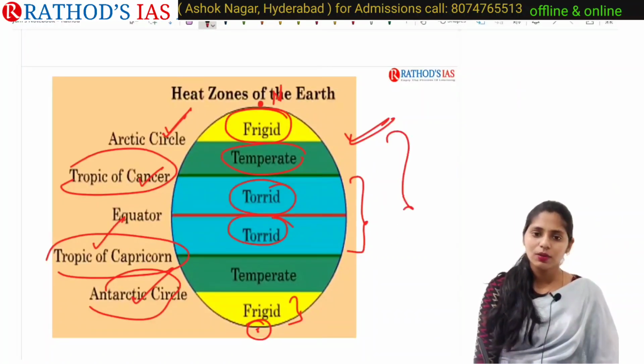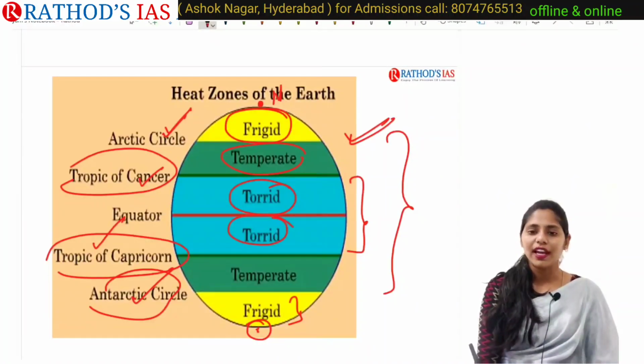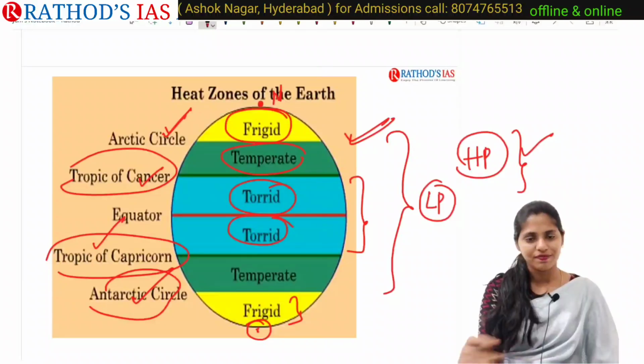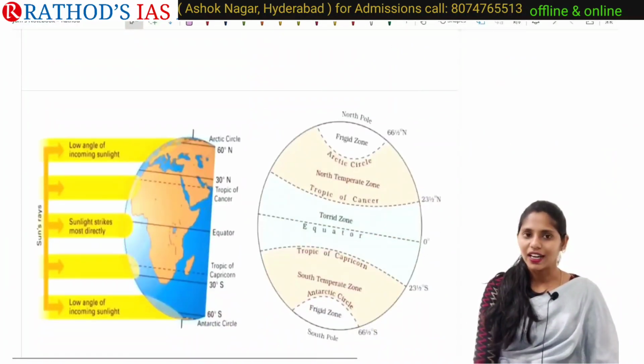So these are 3 important heat zones of Earth. If you see these heat zones, then only we can identify which are the low pressure areas and where we can see high pressure areas. So these topics will come in our climatology portion. Now let us try to see one more image. It is also regarding this.